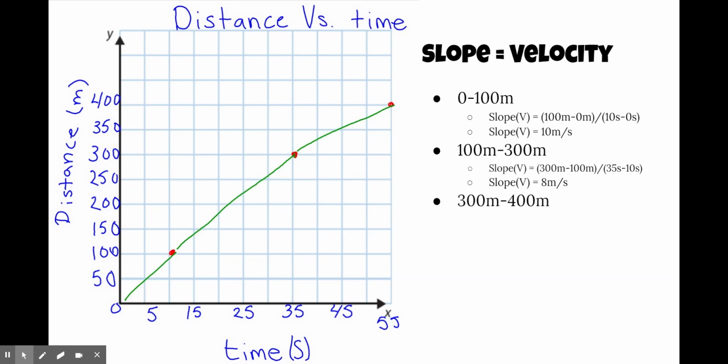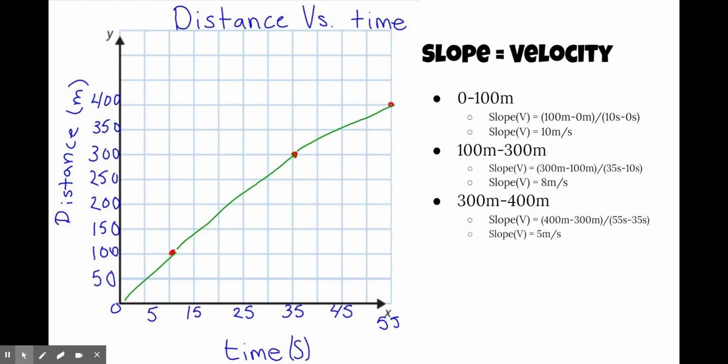And then our final section is the 300 meter to the 400 meter section. Slope is equal to velocity again. So velocity is equal to 400 meters minus 300 meters divided by 55 seconds minus 35 seconds. Those are y2 minus y1 over x2 minus x1 values. And when you solve that equation, you get 5 meters per second. All right, hopefully you can remember that slope is equal to velocity, and velocity or slope is equal to the rise over the run of the graph.